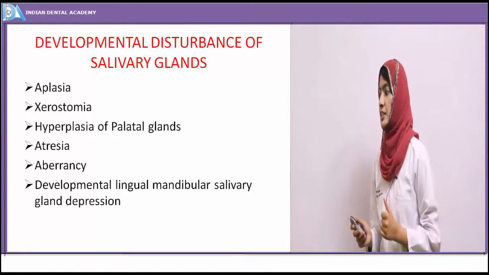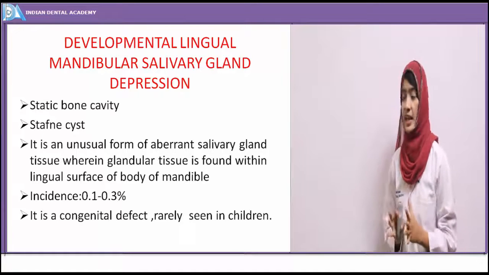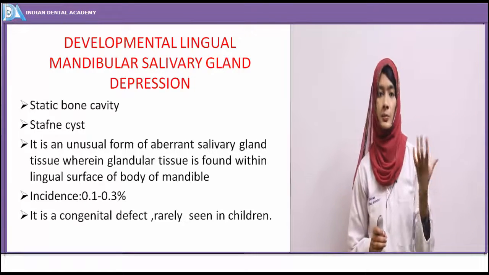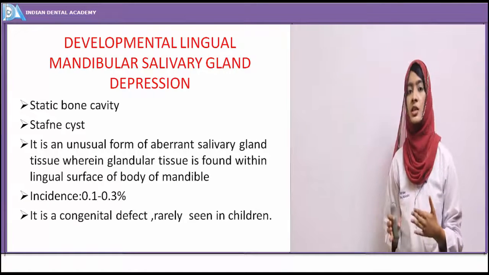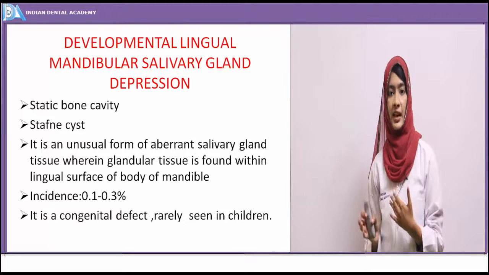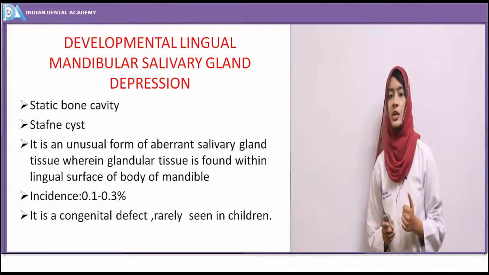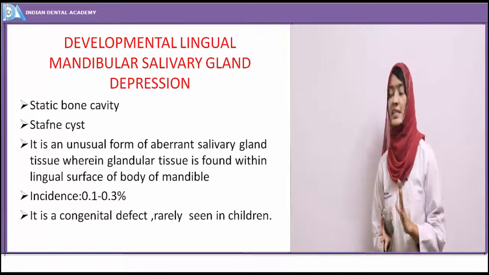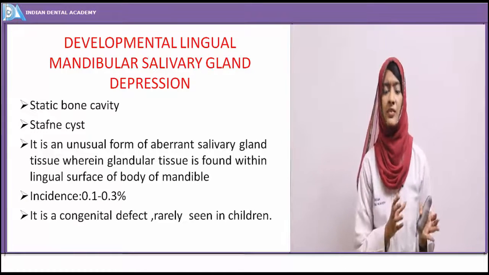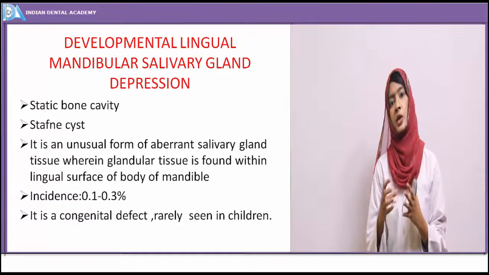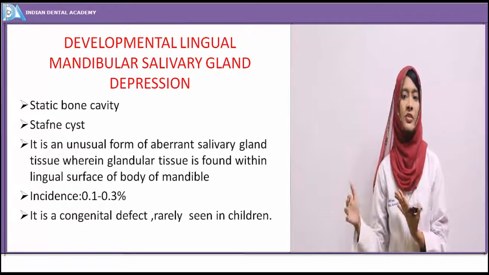Next, developmental lingual mandibular salivary gland depression. It is seen in the posterior region of the mandible, also known as the static bone cyst, or the Stafne bone cyst, or the Stafne cyst, or the Stafne defect. It is actually an unusual form of aberrant salivary gland tissue. Aberrant salivary gland tissue is nothing but normal salivary gland tissue seen in locations which are not normal, which are far from normal.